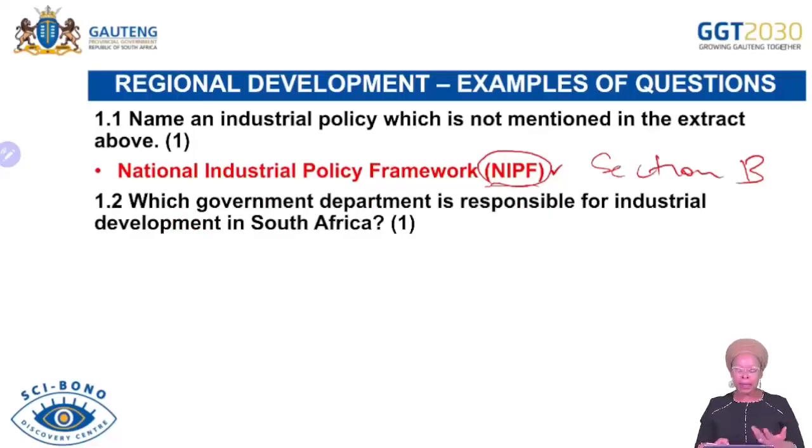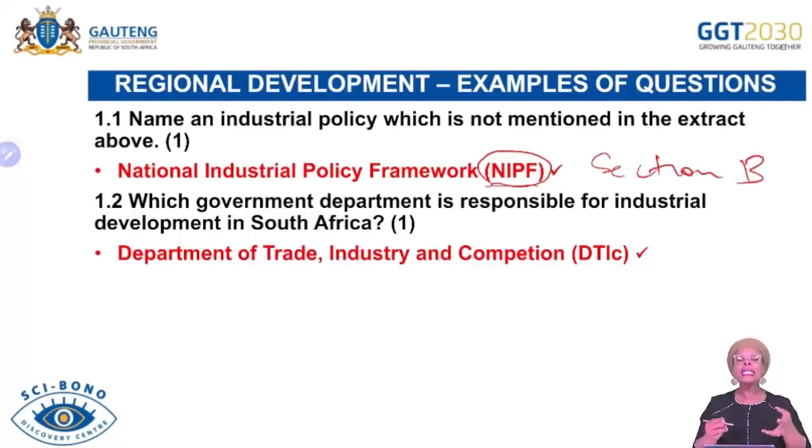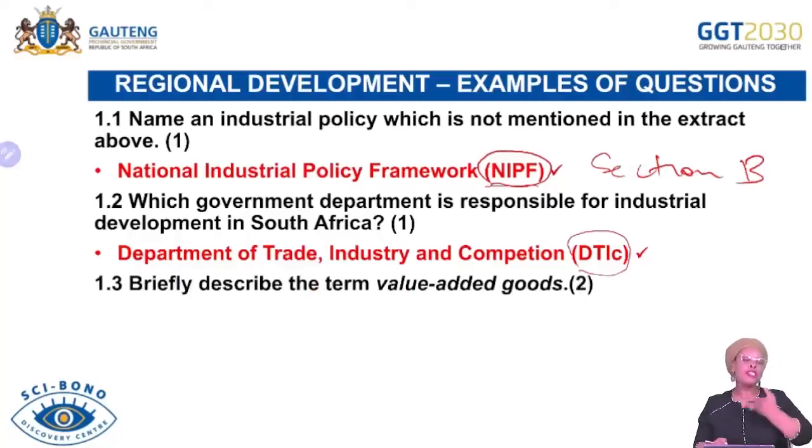Which government department is responsible for industrial development in South Africa? It is the Department of Trade, Industry and Competition. Even this, you can write the acronym. You don't have to think very hard. You just recall. What is value-added goods?